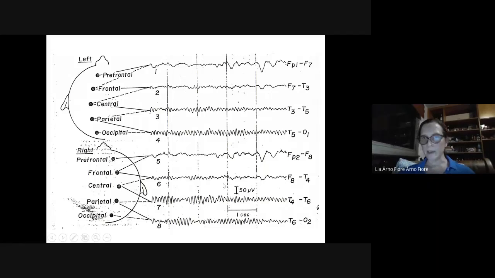Every channel is the difference between 2 points. So channel one is between prefrontal and frontal, then 2, frontal, central, central parietal, parietal occipital. And see that on the left side, all the numbers are odd, and on the right side, all numbers are even. I don't know if it's the same in Spanish. And then on the other side, sorry?